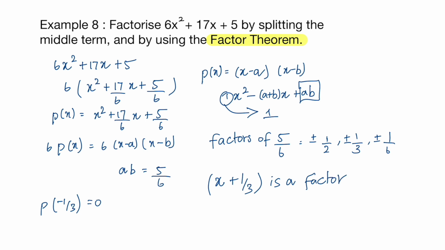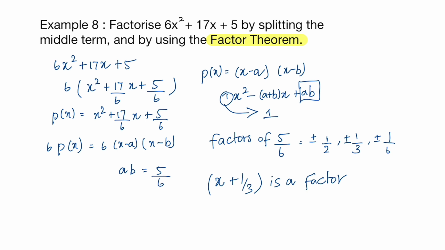X plus 1 by 3 is a factor of the polynomial. Okay, so you can come to this conclusion. Now what you can do is you can do the same process. You can use these numbers again to find if there are more numbers that are factors of this polynomial. So that is one way that you can do.